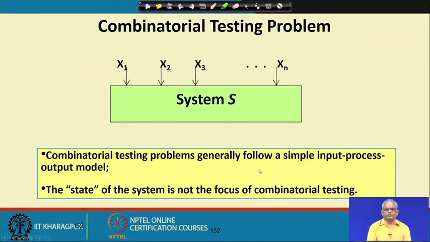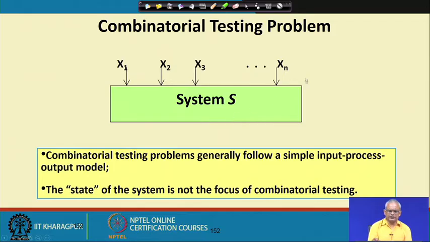So, here the problem that we are addressing is that the system has only one state and there are many inputs, and we need to consider the combinations of these inputs. But you may say, what if the system is state based and there are multiple states of the system and transitions among states, then the problem is more complicated.